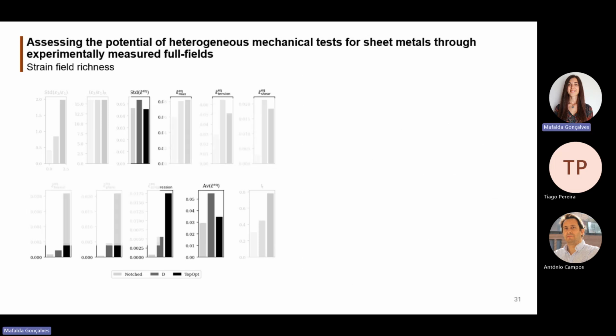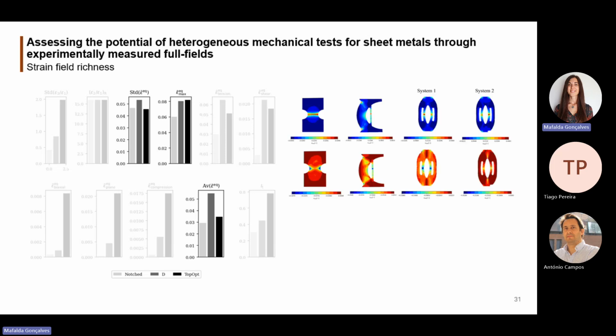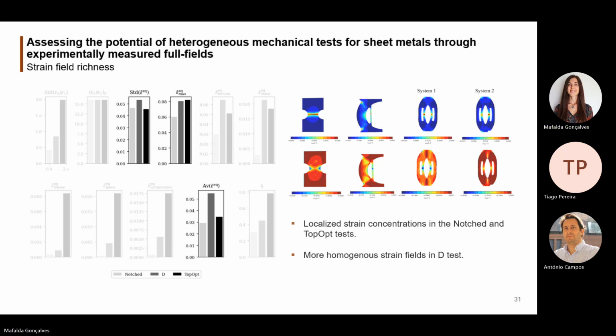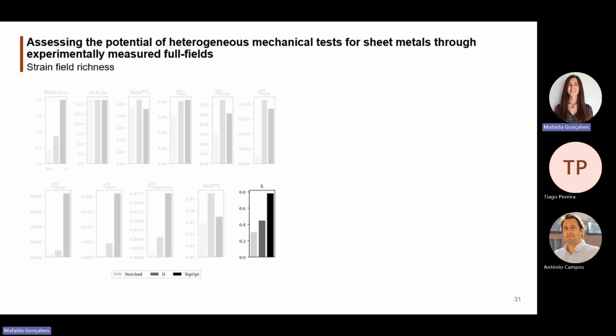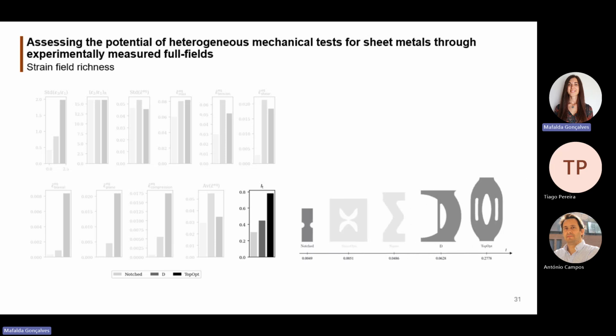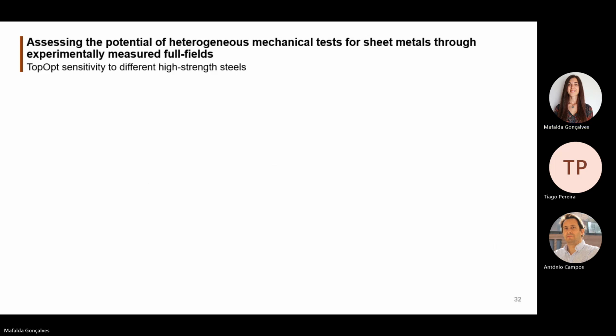Regarding the equivalent strain, here are the strain fields for the three tests, and we can see that the notch in the top test presents more strain concentrations, while the D presents a more homogeneous strain field. Overall, the ranking was experimentally validated, and the top continues to rank highest among the others.